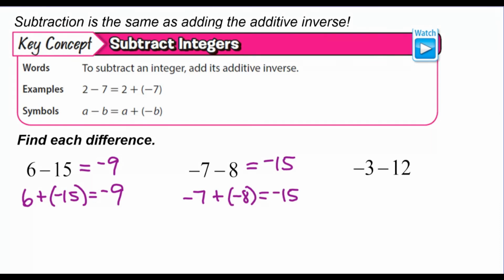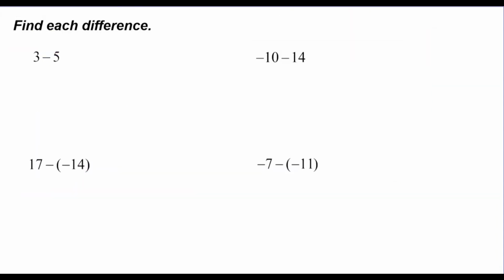And then the last one, negative 3 minus 12, would be the same as negative 3 plus the opposite of 12, which is negative 12. And again, we've got the same sign, so we're combining these values together. That's going to give me negative 15. So negative 3 minus 12 is also negative 15. Let's take a look at a few more here to see if we can get the hang of this.